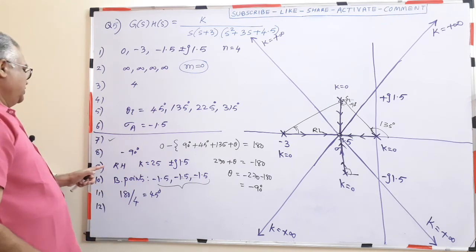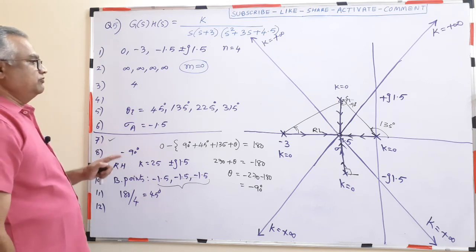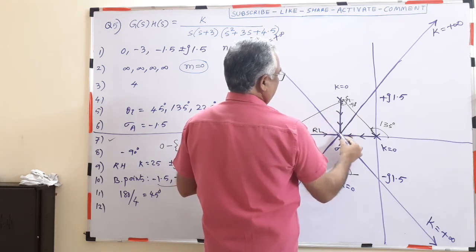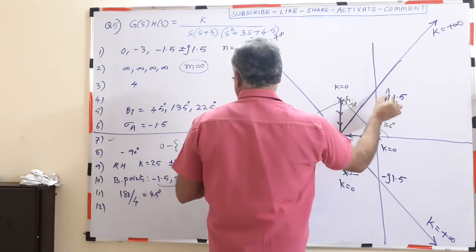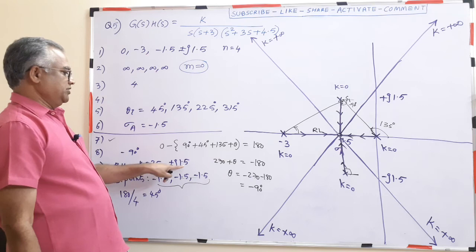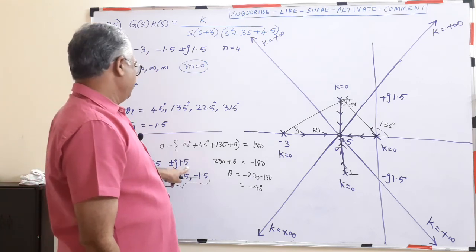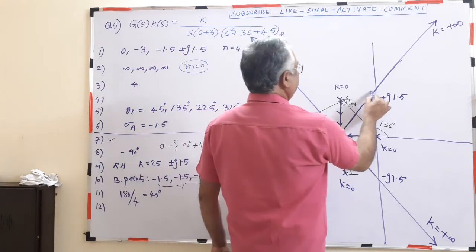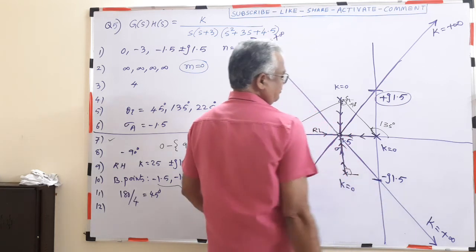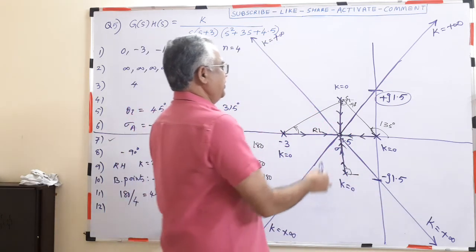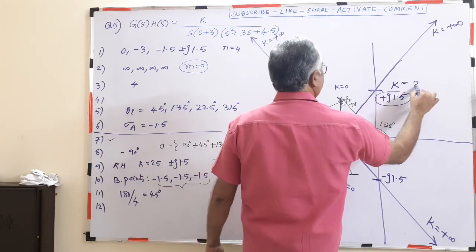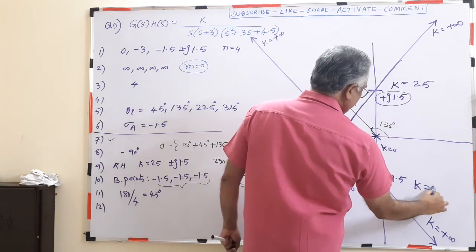Okay. And also the intersection of root locus with the imaginary axis. Using RH criteria, if you do it, that is also intersecting at plus or minus j 1.5. So what is this point again? Same value. This is minus j 1.5. When it is crossing the j omega axis, k value is coming 25. Here also k equal to 25.